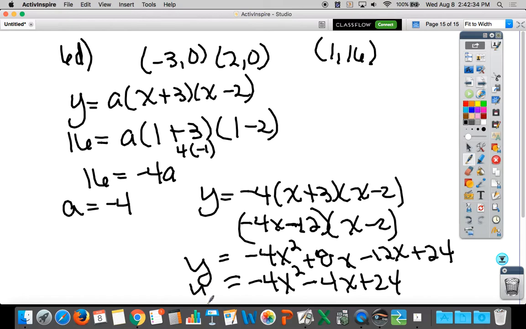Is that what they had in the back of the book? Somebody check for me. Page 47, 6D. Making sure that they didn't factor out a negative 4, because you could have factored out a negative 4.